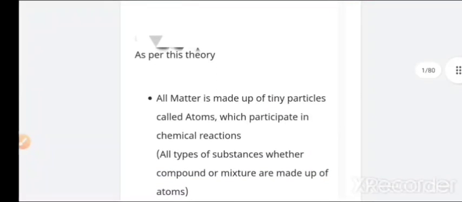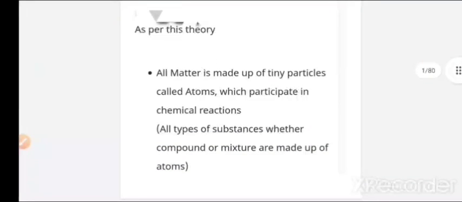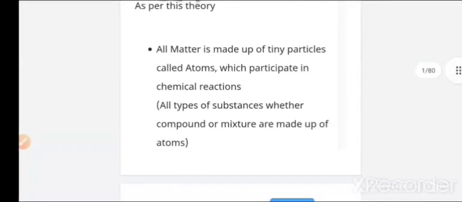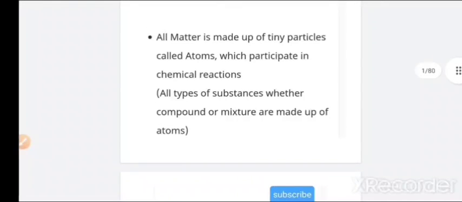As per his theory, all matter is made up of tiny particles called atoms, which participate in chemical reactions. All matter is made up of tiny particles which we can't divide. That is known as an atom. All types of substances, whether a compound, a mixture, or an element, are made up of atoms. That means the smallest unit of matter is known as an atom.